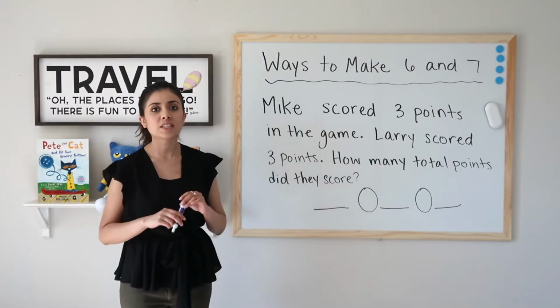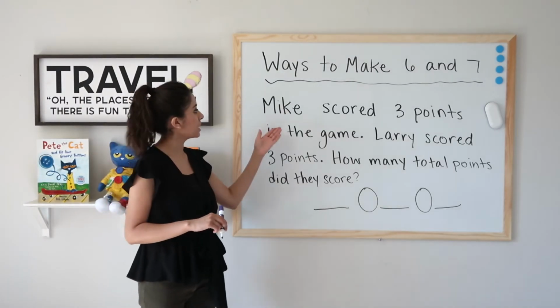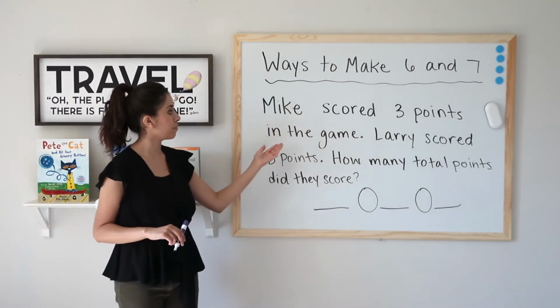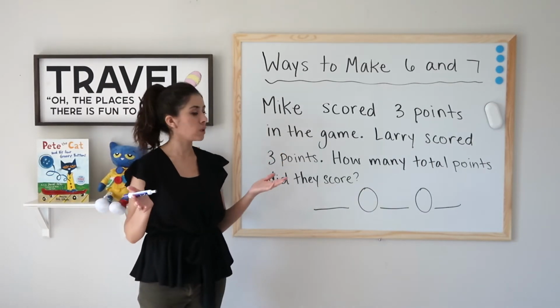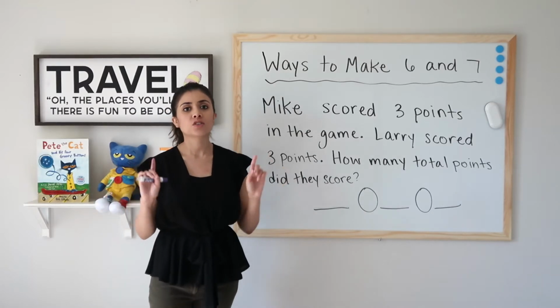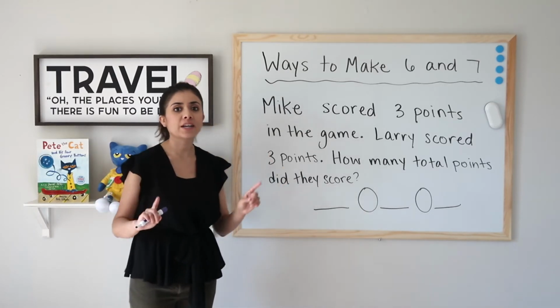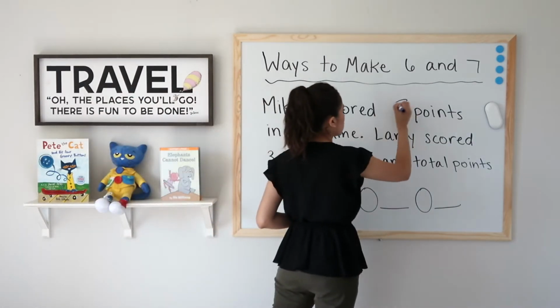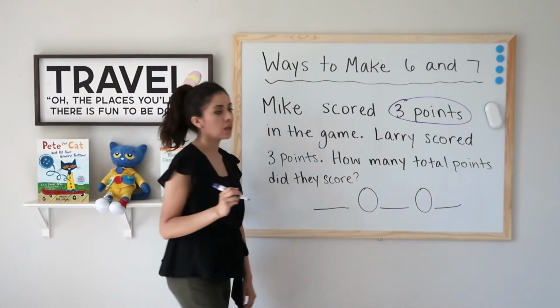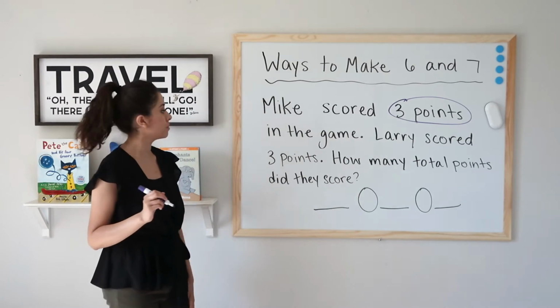Awesome. Okay, so this problem says, Mike scored 3 points in the game. Larry scored 3 points. How many total points did they score? So what do I already know? I know that Mike scored how many points? 3. So let's circle 3 points. Larry scored how many? 3.